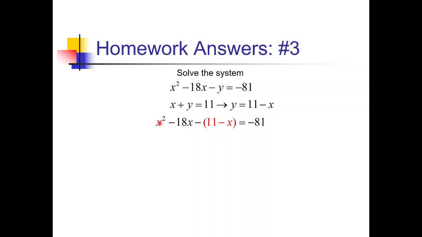So this is going to be x squared minus 18x minus 11 plus x equals negative 81. To go a little bit further in this problem, we're going to get this thing in standard form, zeroed out when in doubt.